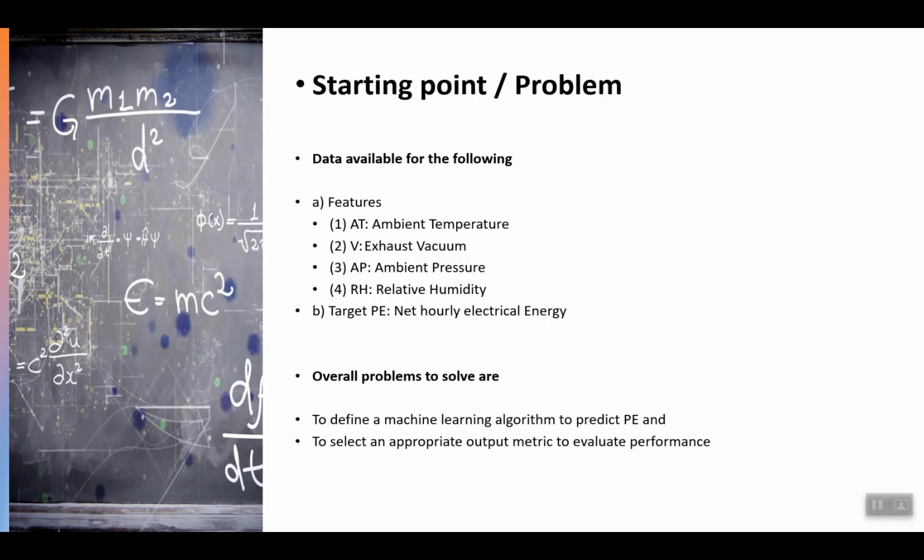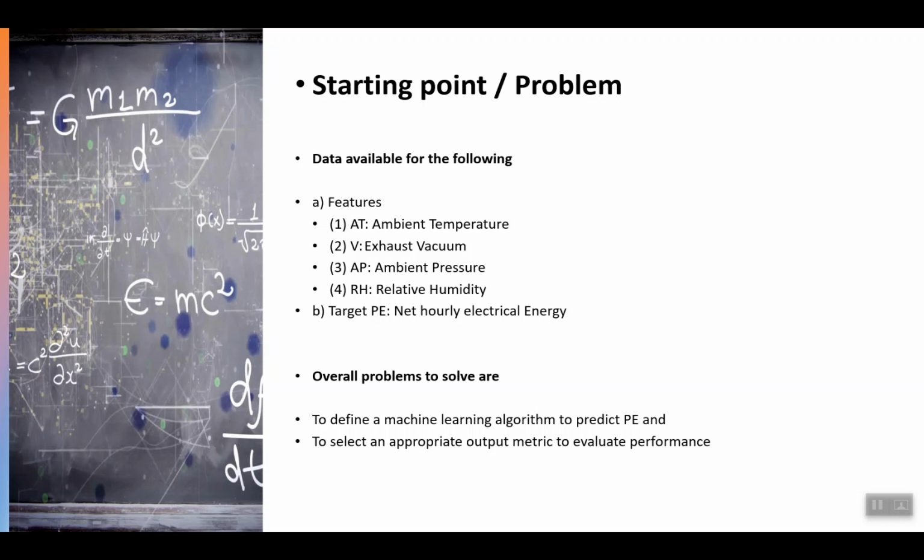So this is the starting point, where we started the project, and this is about a set of data that we were provided with. We were given the x variables and the y variables. The x variables in this data were ambient temperature, the exhaust vacuum, the ambient pressure, and relative humidity. And the y variable was the target PE, which is the net hourly electrical energy output.